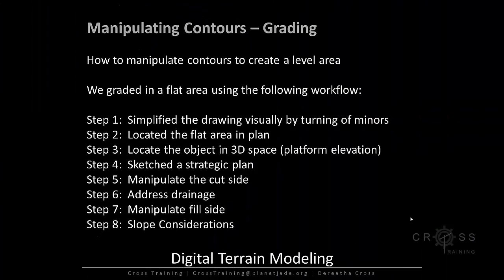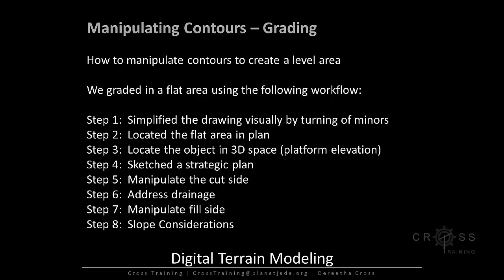So I'm just going to give a brief summary of what we've done thus far. This is just a summary of the workflow that we followed. The first step that we did was we simplified the drawing visually by turning off the minor contours. Step 2, we located the flat area in plan. And usually this is done during a site inventory analysis, and usually you run some sort of suitability analysis to find the most suitable location for a building.